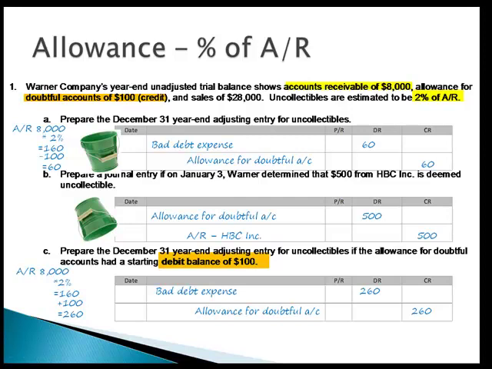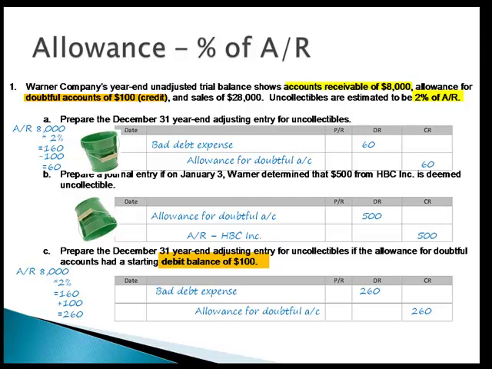Now, a quick memory trick here is that when you're using the percentage of accounts receivable, that's the only time you have to adjust for the existing allowance account. If you have a beginning debit balance in the allowance account, you add. So take the D in debit and think add. If you've got a beginning credit balance like we did in the first one, you subtract. Now, if it's percentage of sales, you don't care about this beginning balance.